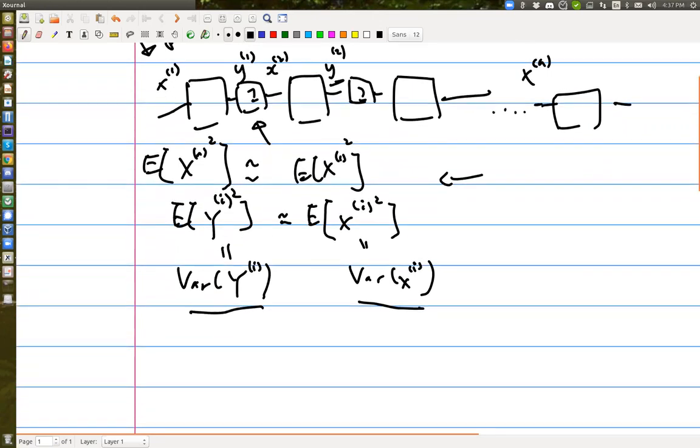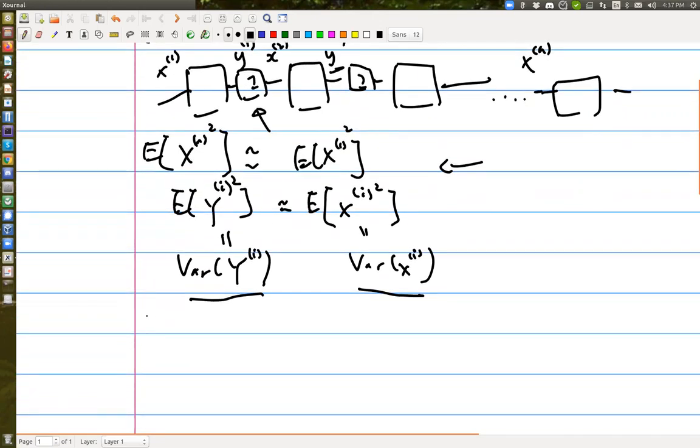So then, okay, what was y though? Well, y is essentially just wx, right? Let me remove the index here because let's just consider any arbitrary layer. I want to make sure that again the variance of y is approximately the variance of x, and y is just equal to wx, right? Assuming I absorb the bias into x somehow.